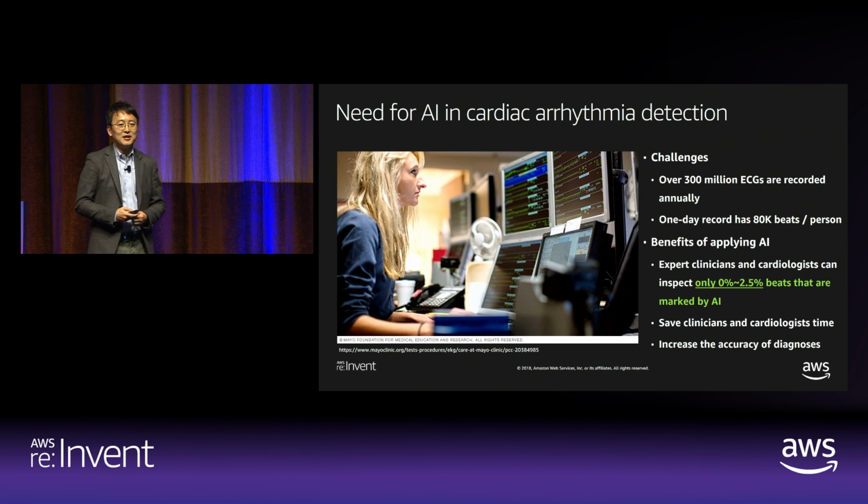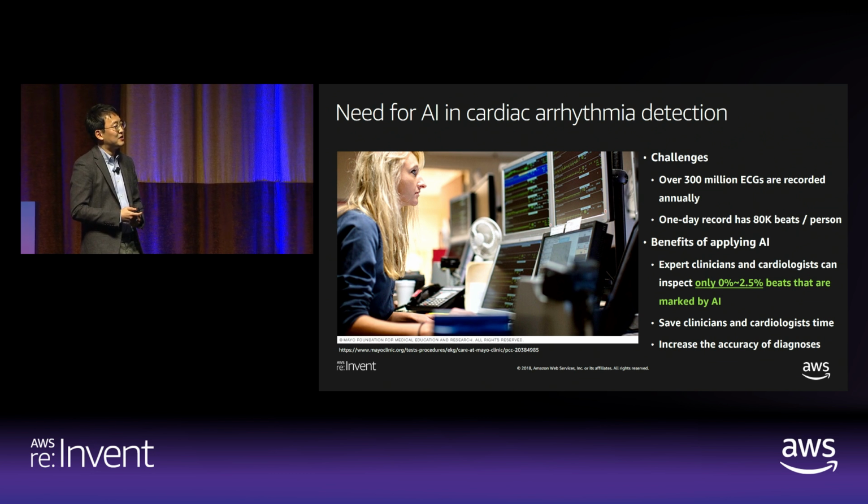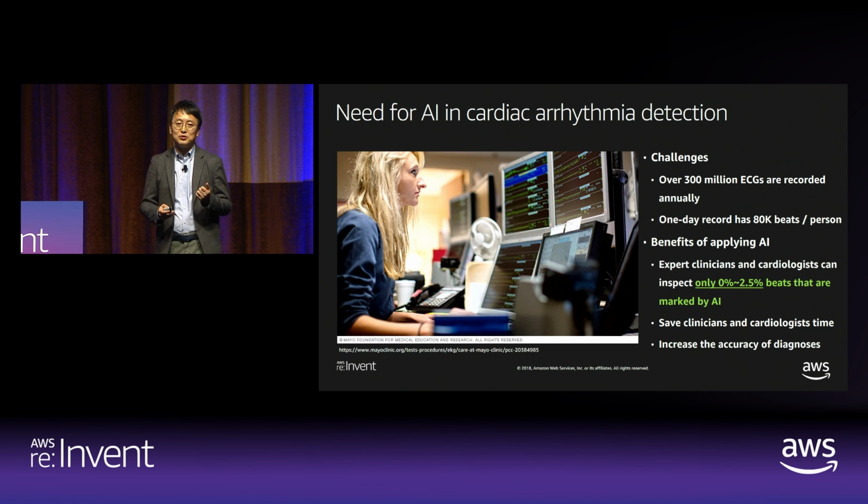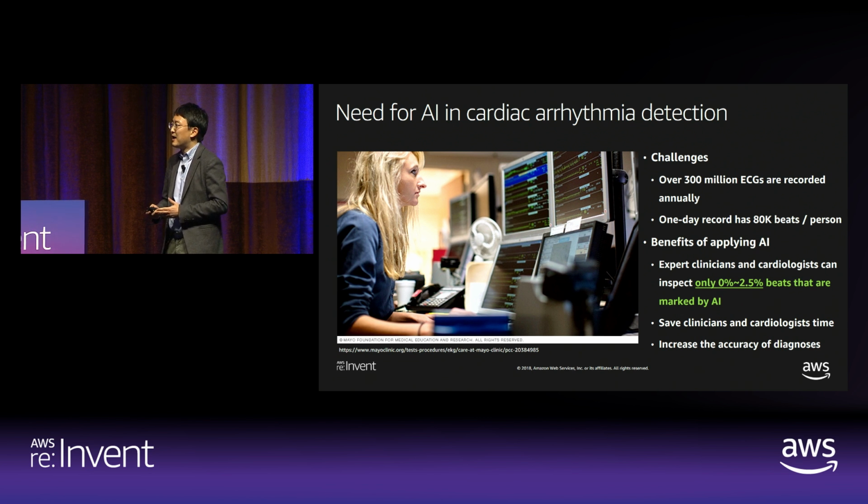Now, why do we need AI in cardiac arrhythmia detection? Let's look at the challenges here. Every year, over 300 million ECGs are recorded, and each ECG, which is usually a 24-hour recording per person, has more than 80,000 heartbeats. This is huge data. And it usually takes a lot of effort by expert clinicians and cardiologists because they have to examine this ECG data. And the fact is that if a person has arrhythmia, usually only 2.5% of the heartbeats will have irregular patterns. And all others, like 97.5% of the heartbeats, will look normal.